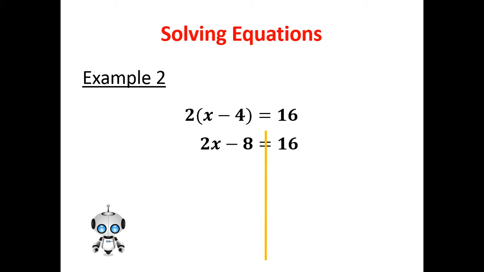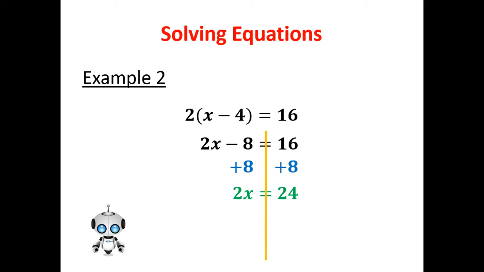On the left hand side we see a subtract 8, so we plus 8, and we plus 8 on the right hand side. On the right hand side, 16 plus 8 makes 24. Back on the left hand side, minus 8 plus 8 makes 0, so we're left with just 2x. So 2x is equal to 24.